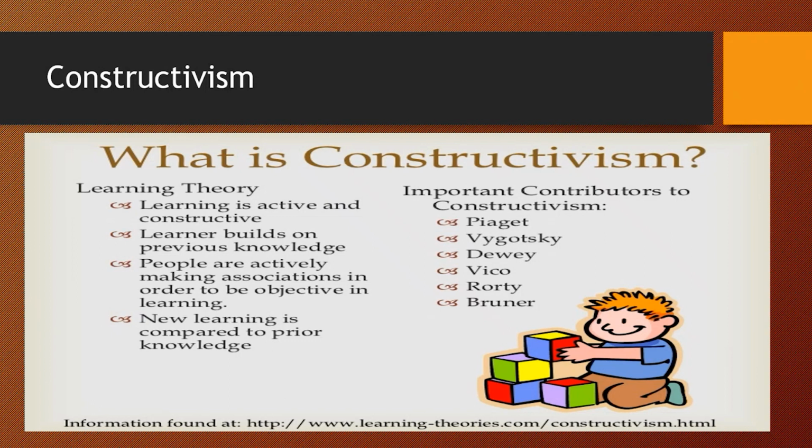So what do we get from constructivism? First of all, from constructivism we have the theory designers or makers or writers, and the main ones that we'll be focusing on are Piaget and Vygotsky. Other interesting ones are Dewey, Vico, Rorty, and Bruner.